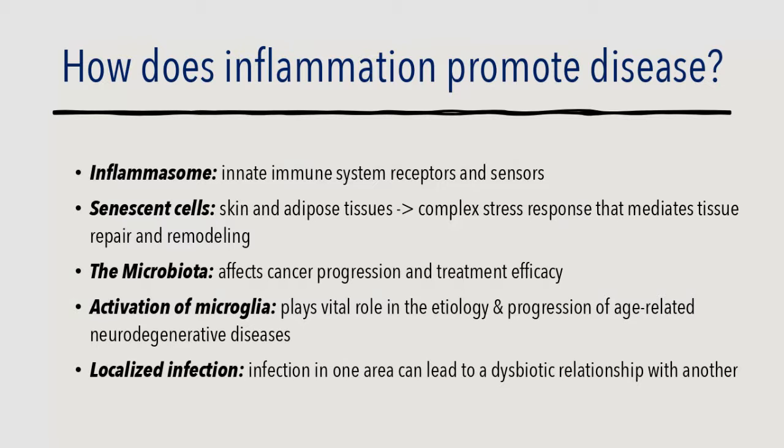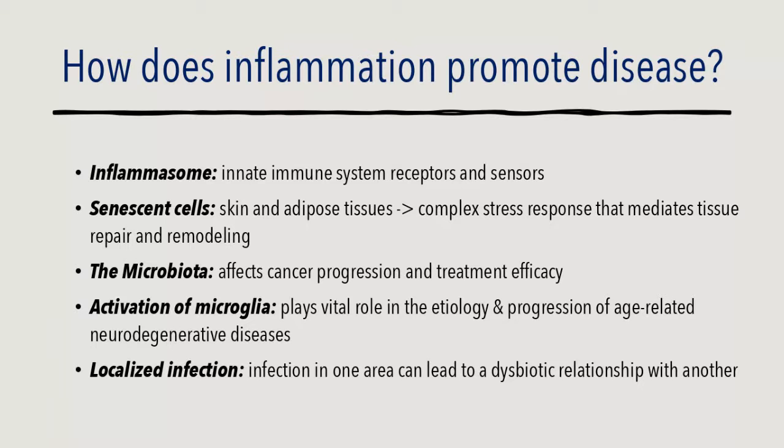So how does inflammation promote disease? There are many things, but I pointed out just a couple here. To start out, there are the inflammasomes, which are the innate immune system's receptors and sensors. When these get damaged, they are going to be a driving factor in a lot of age-related disease progression. Inflammation naturally increases with age, but when these get damaged, it's really going to drive these age-related diseases to progress a little bit sooner than they may have before.